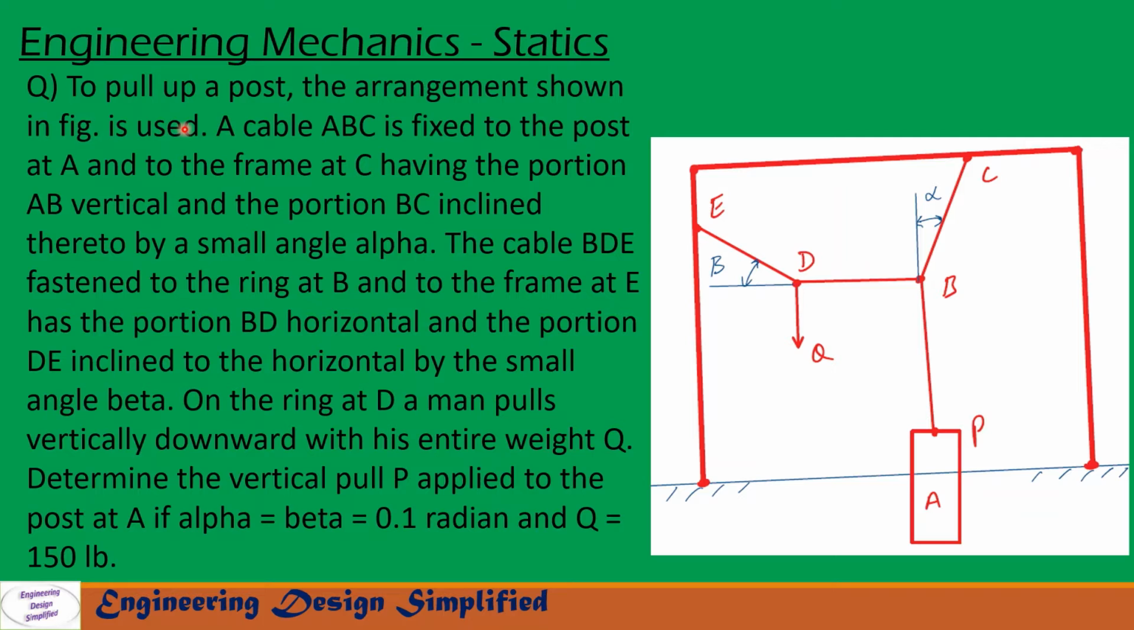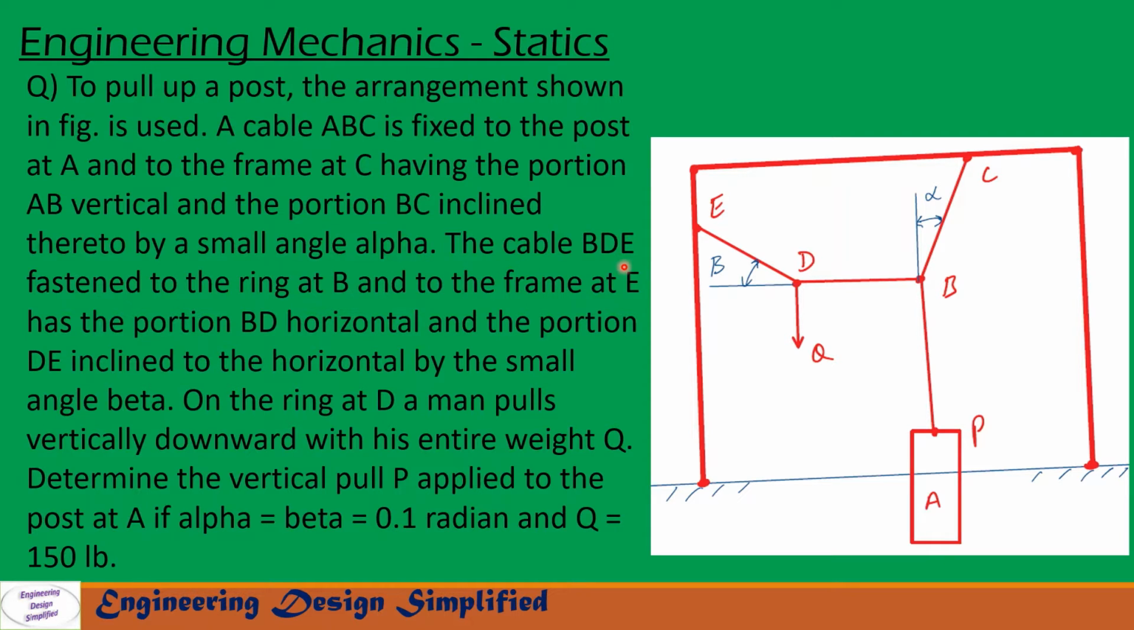Today's problem is to pull up a post. The arrangement shown in the figure is used. A cable ABC is fixed to the post at A and to the frame at C, having the portion AB vertical and the portion BC inclined thereto by a small angle alpha.